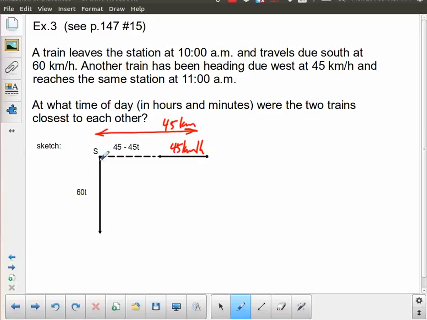This train starts off at the station, so its distance from the station is 0, and it moves away at 60 kilometers per hour, which means its distance is just 60 multiplied by the amount of time that has passed. And just like before, right now they're 45 kilometers apart. Eventually, the trains will be elsewhere, and that will be their new distance. And we are trying to find out, when is this line a minimum? So we're once again going to make use of our distance formula.